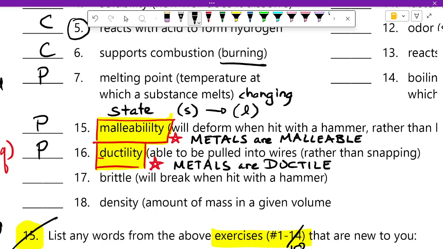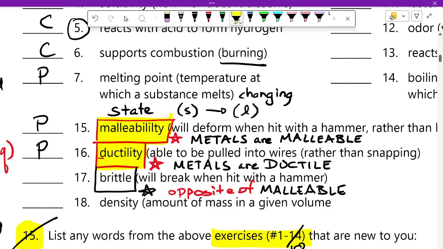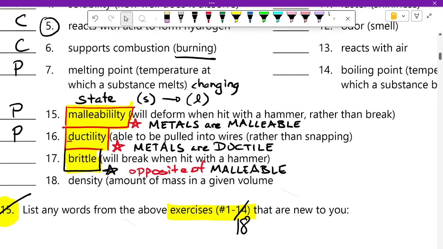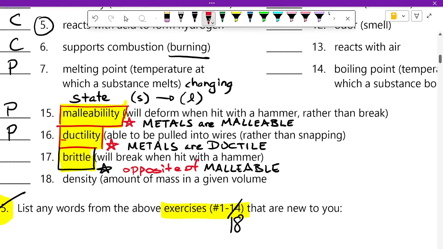Now, the opposite of malleable is brittle. Brittle is another vocab word. Brittle is the opposite of malleable. So if malleable means you hit it with a hammer and it deforms, then what does brittle mean? If you hit it with a hammer, what's going to happen to it? It's going to break, okay? Non-metals are brittle.